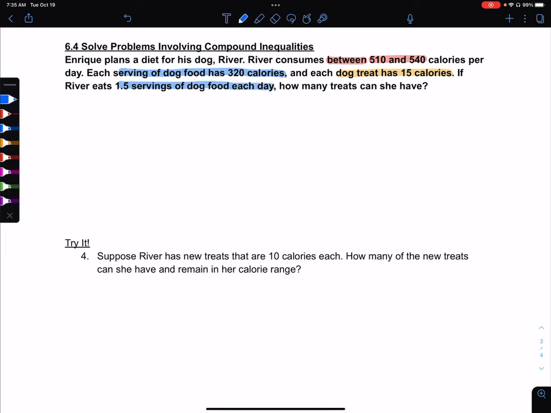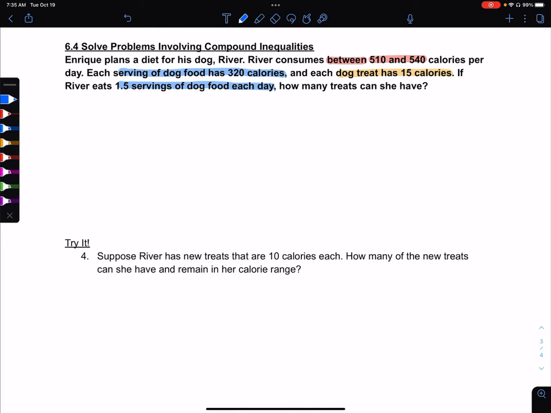All right, so what we want to do is set up a compound inequality because we have a minimum and maximum. We have a minimum of 510 calories that River is allowed to consume and up to 540 calories. So they want to stay in there basically to maintain their weight. Anything under 510, they're probably going to lose too much weight and not get the nutrition that they need. And anything over 540, they'll wind up gaining weight and could have some health problems.